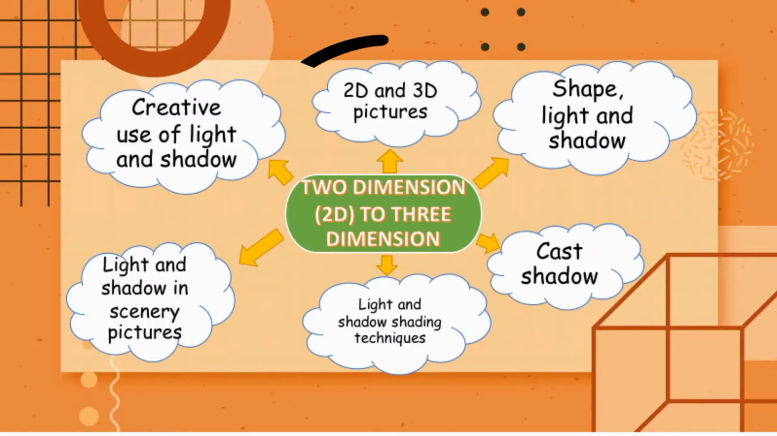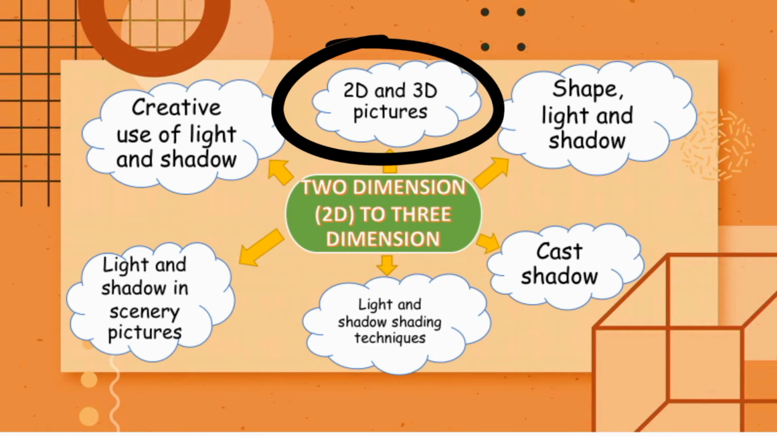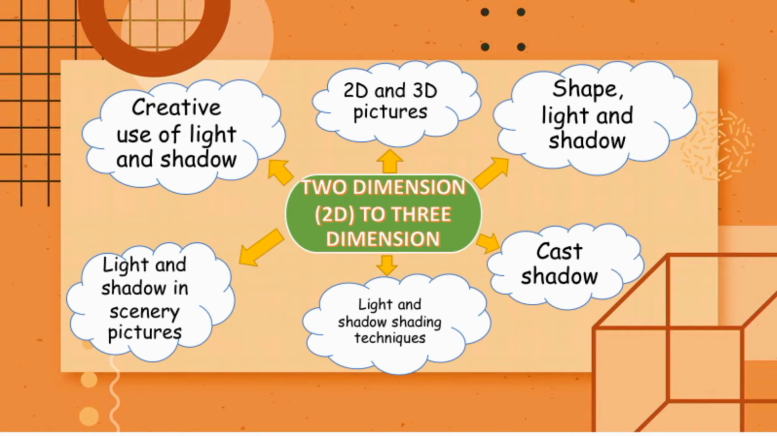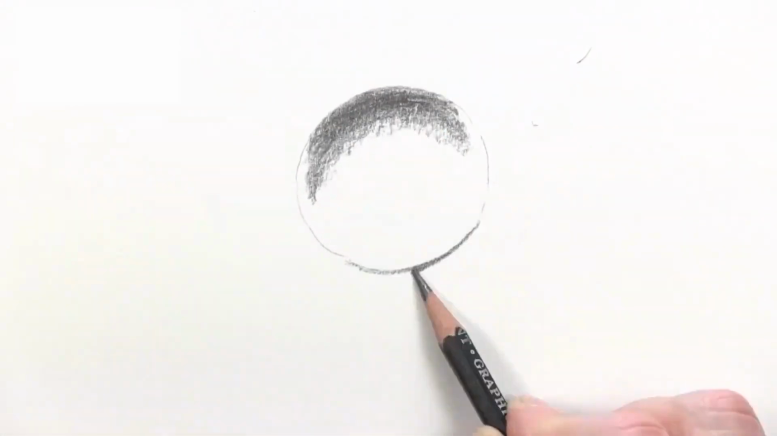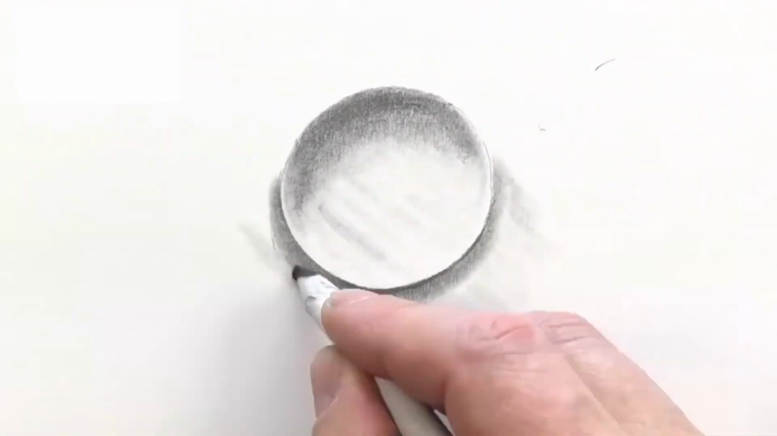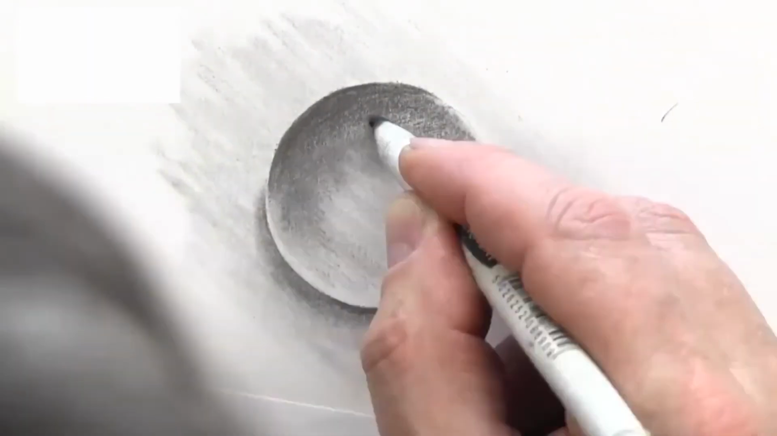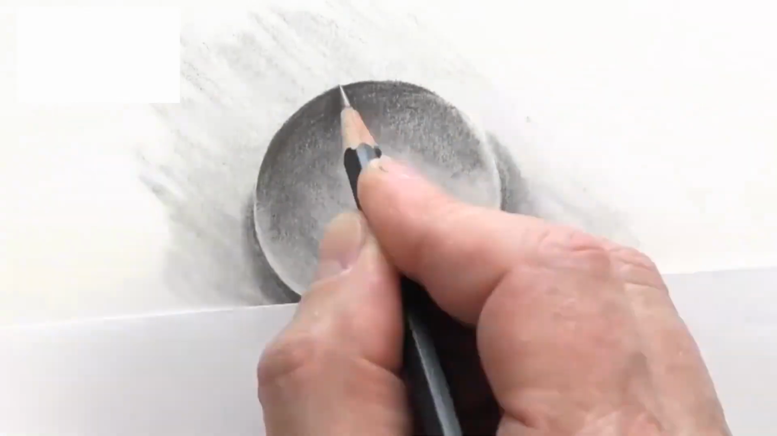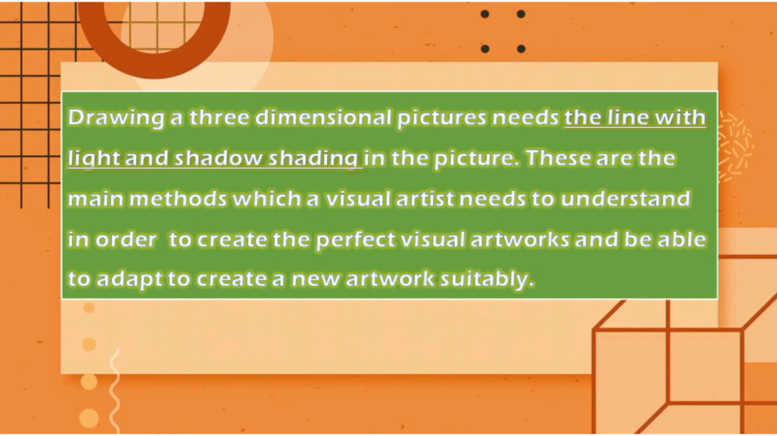Our first topic is 2D and 3D pictures. How can you draw a 2D picture as a 3D picture? Drawing a 3-dimensional picture needs lines with light and shadow shading in the picture. These are the main methods which a visual artist needs to understand in order to create perfect visual artworks and be able to adapt to create a new artwork suitably.